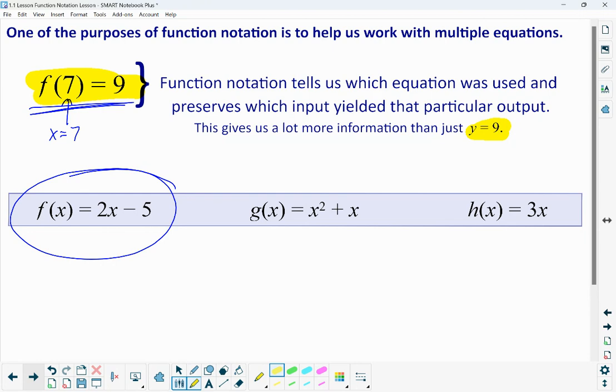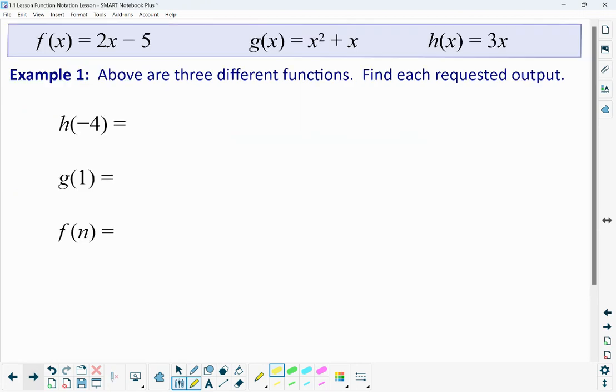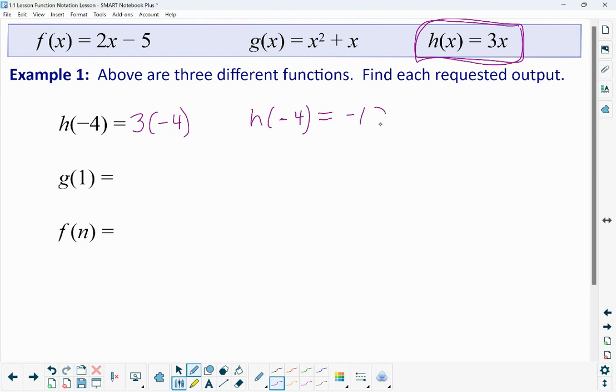So we're going to work with these 3 equations. Whenever you're evaluating equations, if you have more than one, make sure you're paying attention to which function you need to use, and then substitute in the appropriate input values. So if I'm asked to find h of negative 4, I know straight away I need to use the h equation, and I'm substituting a negative 4 in for x. So this function h tells us to multiply by 3. So if I multiply my input of negative 4 by 3, I get the answer negative 12. h of negative 4 is negative 12.